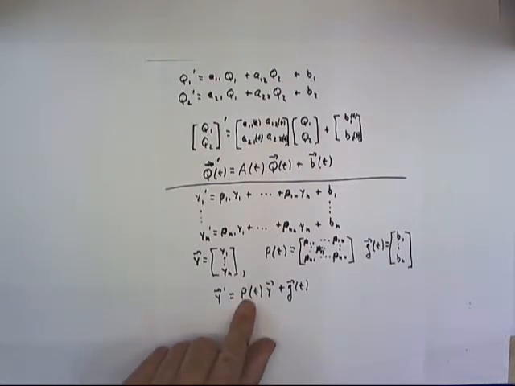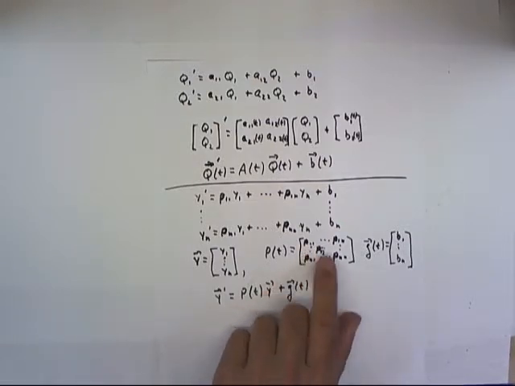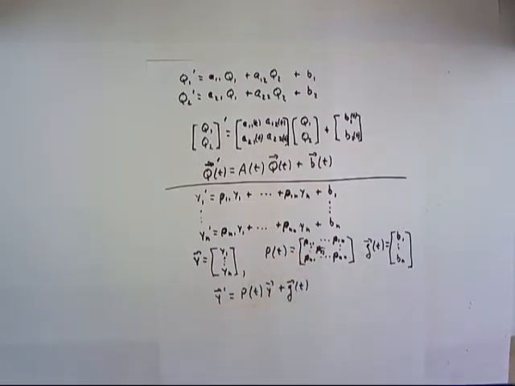Now when we talk about the p of t matrix, we won't have to talk about the components aij. They'll be pij.